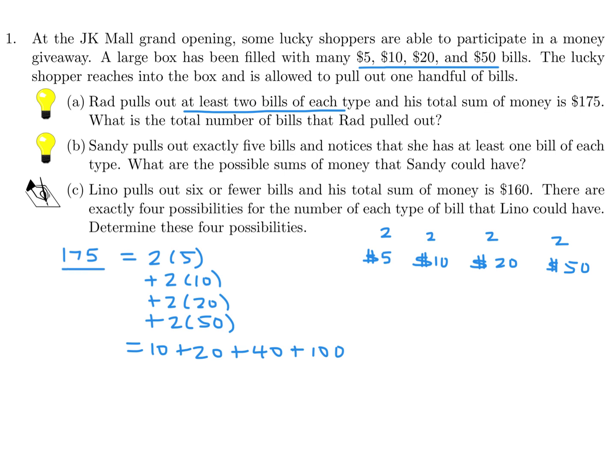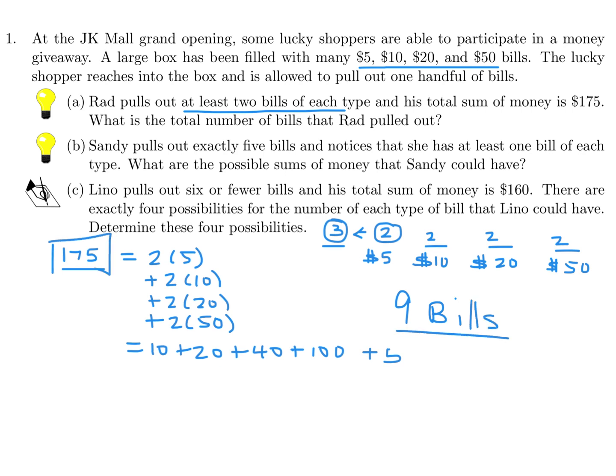Now we want $175. So obviously, you're going to add one more bill, which is a $5 bill. So you're going to add 5. So this actually becomes a 3. So we have 3 bills. So what is the total number of bills? We have 3 of these guys, 2, 2, and 2. So 1, 2, 3, 4, 5, 6, 7, 8, 9. So 9 bills is the only way in this scenario to come up with $175.